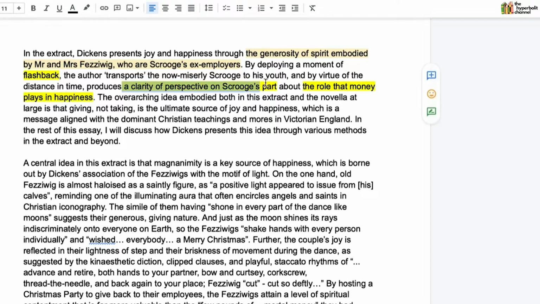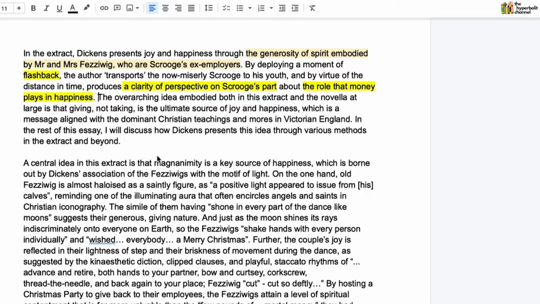This student also very quickly tells us what the effect of this narrative technique is, right? Which is to produce a clarity of perspective on Scrooge's part, which is important to recognize because we see that the transformation that's going to take place throughout this novel is all based on the increasing clarity about what really matters in life that Scrooge gains over the course of his journey with those ghosts of Christmas Past, Present, and Future. So very clearly the student is showing both a thematic and also a technical awareness.